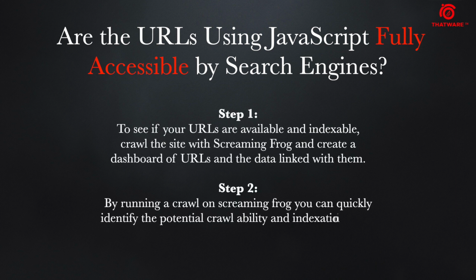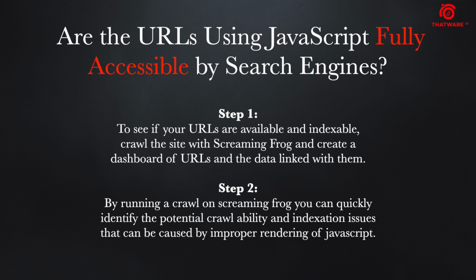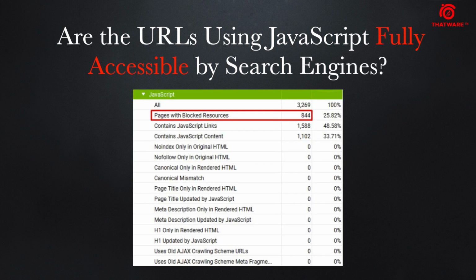So the first step is to see the URLs which are available, and you need to crawl the site using Screaming Frog and create a dashboard of URLs and the data linked with them. Then you need to run a crawl on Screaming Frog, with which you can quickly identify potential crawlability and index issues, which can then be sorted for proper rendering of the JavaScript. As you can see on the screenshot, if you hover over JavaScript, you can check how many pages are blocked with resources. So you can go over and check all of these pages and get them fixed by your development team.